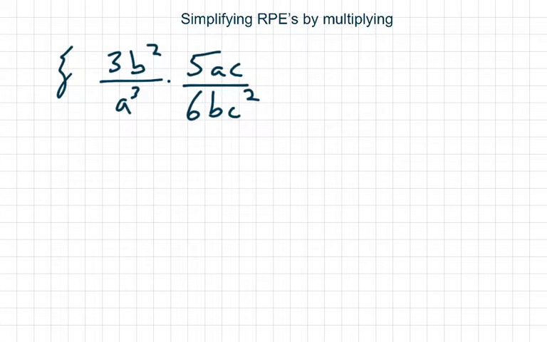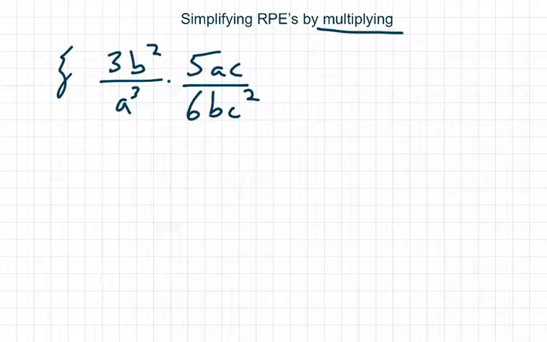Okay, so here we're going to do simplifying rational polynomial expressions with multiplication. I guess I shouldn't even call it simplifying, just say multiplying RPEs. And you're going to find that multiplying and dividing, there's nothing to it other than just the most important thing is factor.